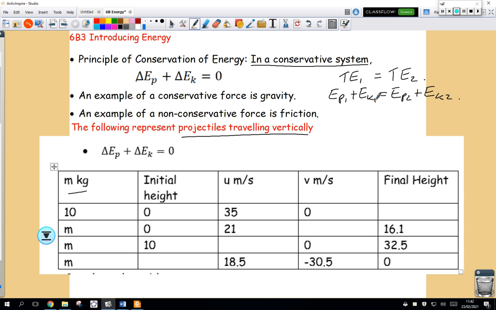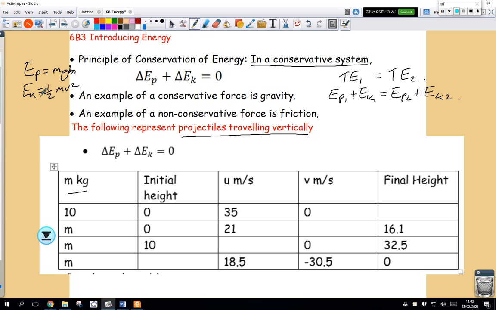Okay? A couple of things to know. Remember, potential energy is defined as being mgh. So if the height is 0, well, that means the potential energy is 0. Kinetic energy is defined as a half mv squared. So if v is 0, well, then the kinetic energy is 0. Kinetic energy is based on speed. Potential energy depends on height for questions of this type.